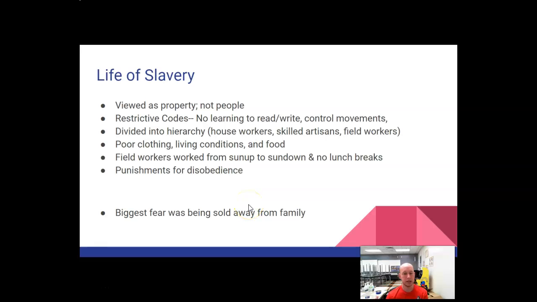Some ways that slave owners controlled the slaves were something called restrictive codes. These restrictive codes basically prevented them from becoming educated by preventing them from learning to read and write. They really controlled their movements, very little outside of their own plantations. That way they couldn't organize, they couldn't visit, and so that was one way to control things, with restrictive codes.